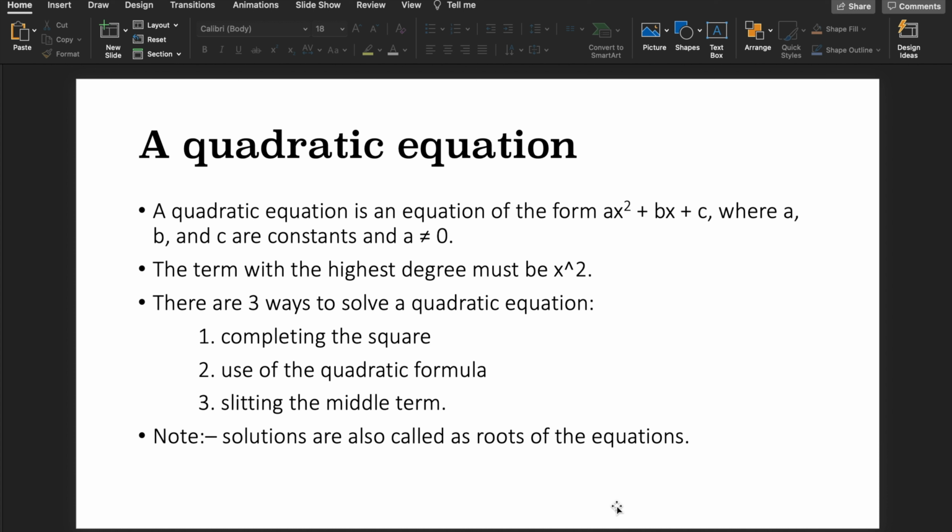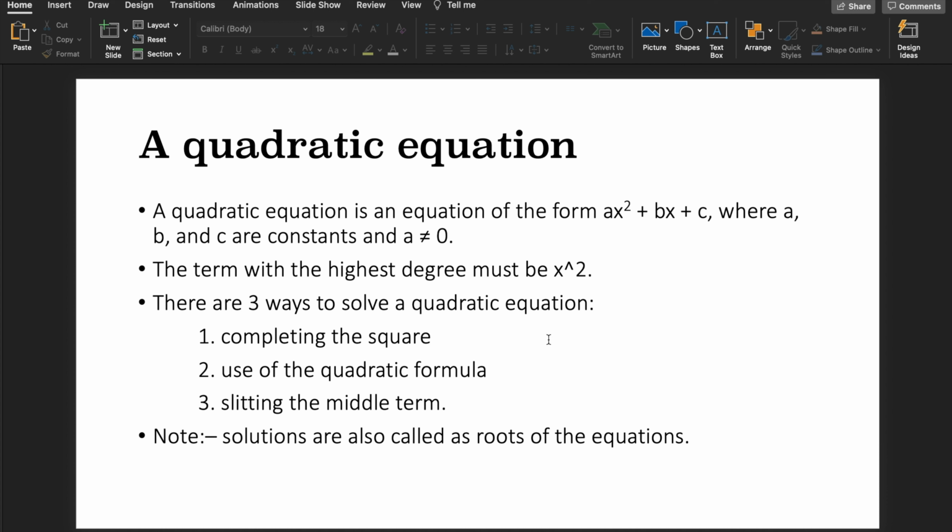Also, we have to keep in mind that the term with the highest degree must be x squared, meaning the power that x is raised to must be 2. So if this was x squared plus 3x cubed, this would not be considered a quadratic equation because the variable x has the power 3 to it. Therefore, it would not be considered a quadratic equation.